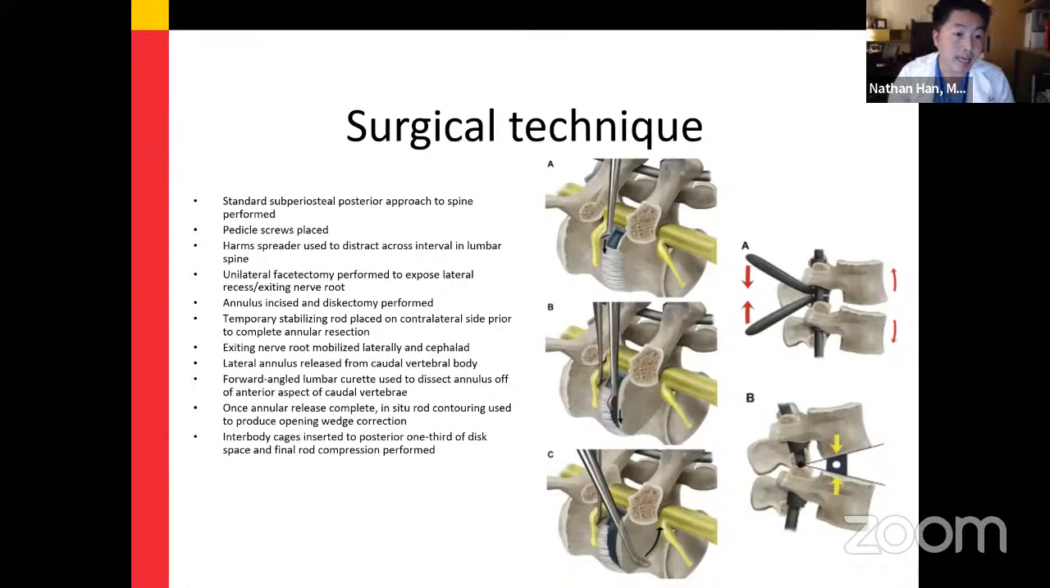And the lateral annulus was released from the caudal vertebral body as demonstrated here. And then they were able to use a forward angled curette to dissect the annulus off of the anterior part of the vertebral body, and also the contralateral part of the vertebral body as well. And once this annular release was complete, they were able to use in situ rod contouring to produce as much correction as they wanted. And they were able to put interbody cages in the posterior 1/3 of the disc space, with final rod compression performed after that.